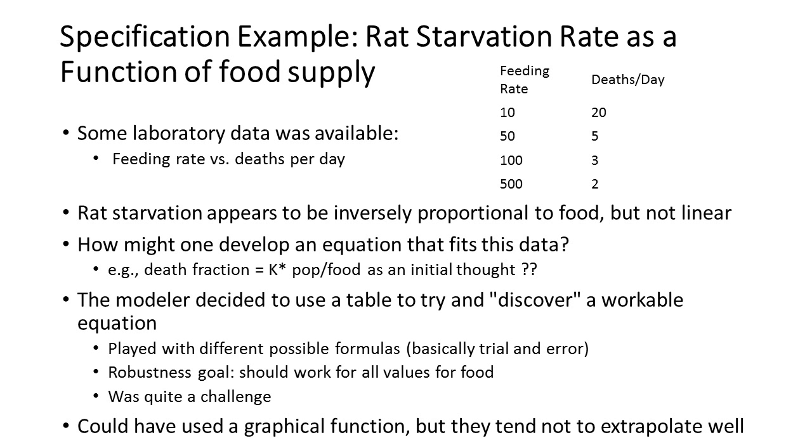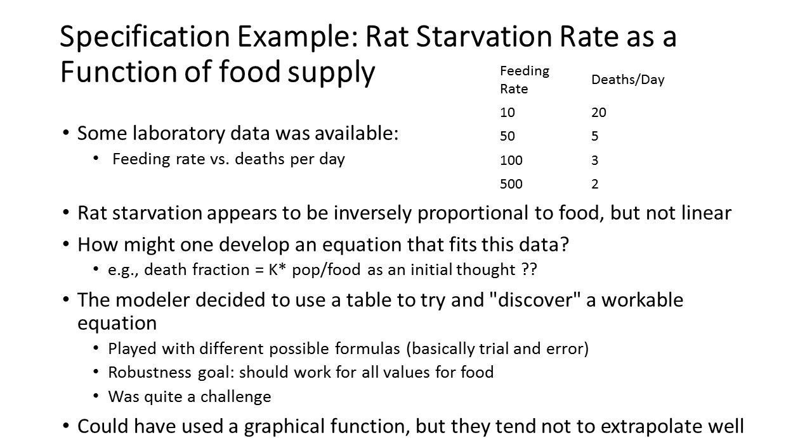So how might we do that? For example, could we say that the death fraction, and the total amount of rats we started with was 50, so we have something to work with. Maybe it's some parameter times population divided by food. So the more food you have, the less deaths you're going to have, that inverse relationship.